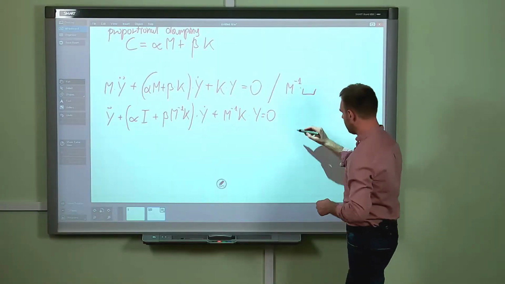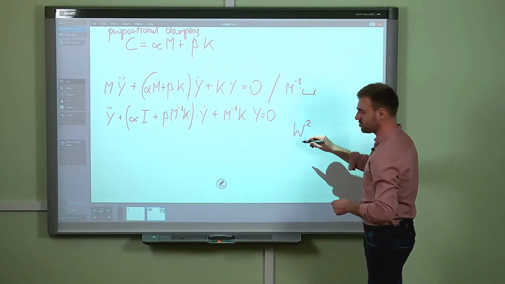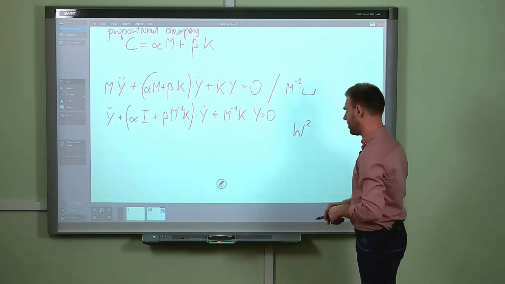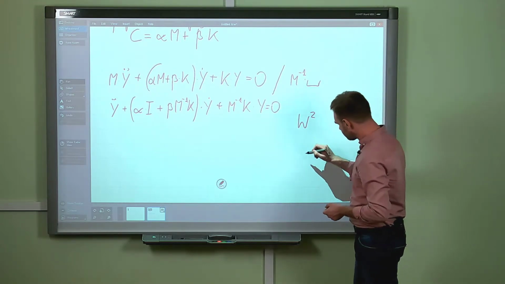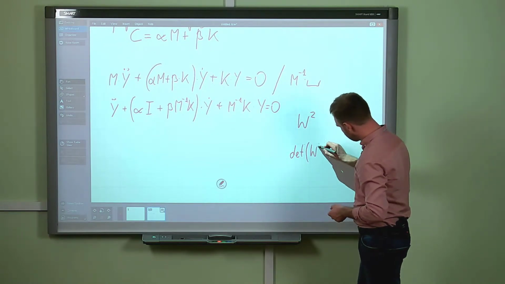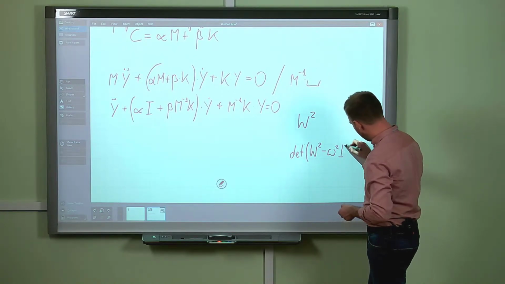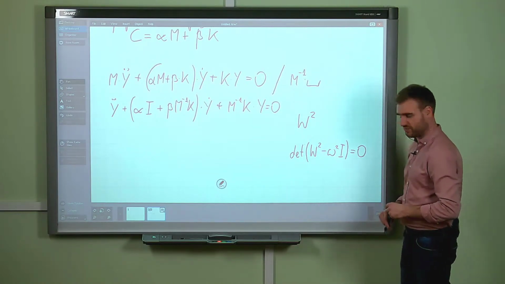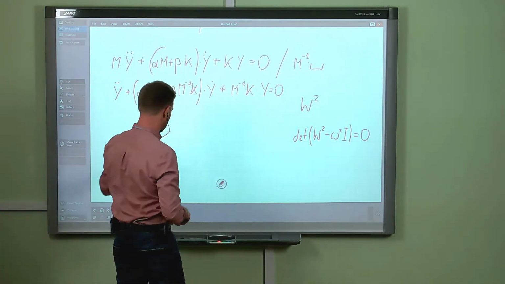According to the analysis of the single degree of freedom system, I will introduce the W square matrix, which will be some equivalent of omega 0 square. It isn't a matrix composed of omega 0 square, but the determinant of W square minus omega square times I equals 0 will give us the particular values of the natural frequency. It means that it's a matrix which indicates the vibrational properties of our system.